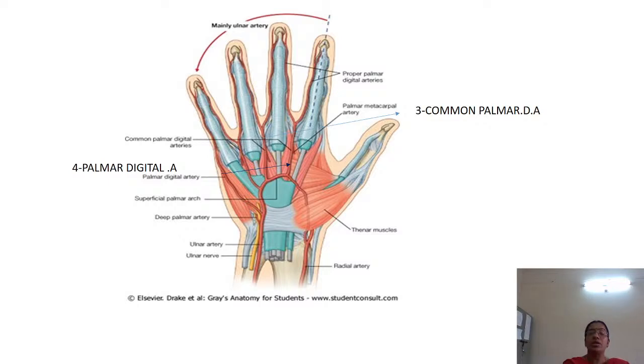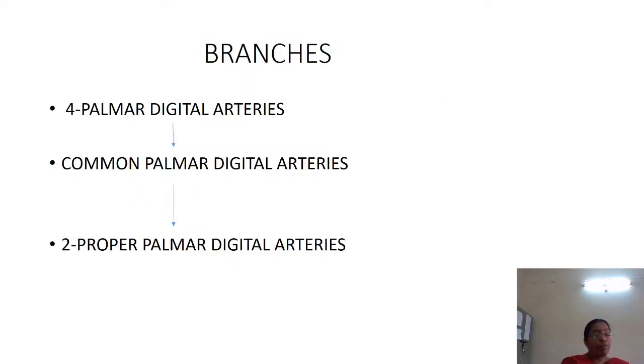This is about the superficial palmar arch. When you see the flow chart, the convexity of the palmar arch gives four palmar digital arteries. Those give three common palmar digital arteries. From that, each common palmar digital artery gives two proper palmar digital arteries, supplying the adjacent sides of the fingers.